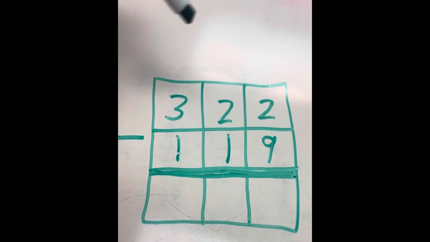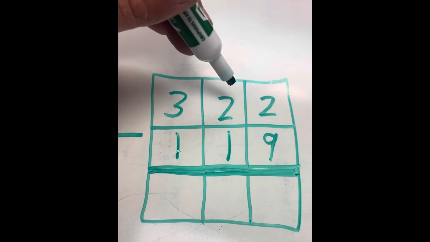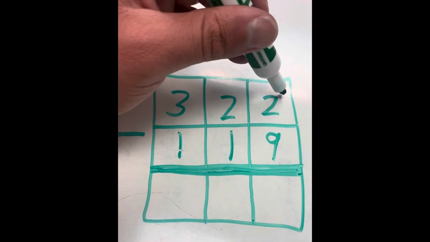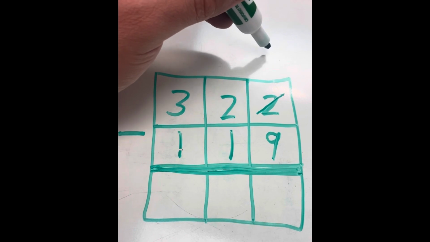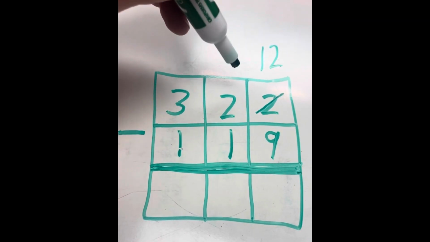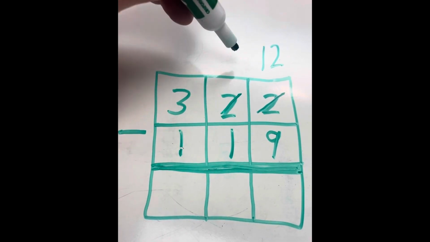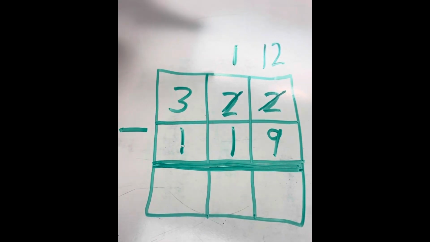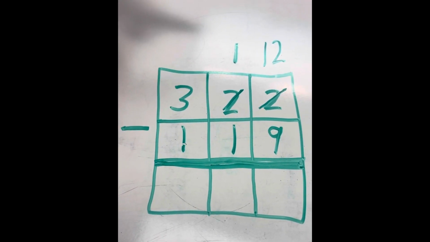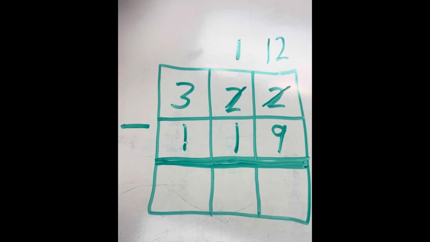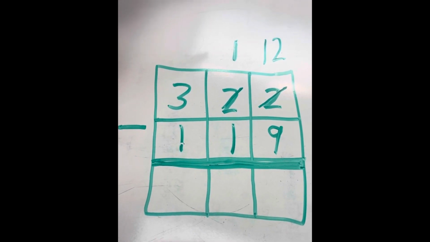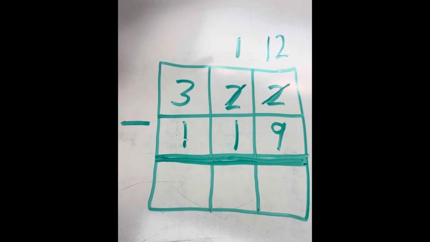So we do need to regroup in the ones place here because you can't start out with 2 and take away 9. So what we're going to do is take a 10 from the tens place and add that to the ones place. So the 2 is going to become a 12, and then the 2 in the tens place, we're going to take away 1, that's going to become a 1. So now that all of the top digits are bigger than or equal to the bottom digits, now we can start our subtraction.